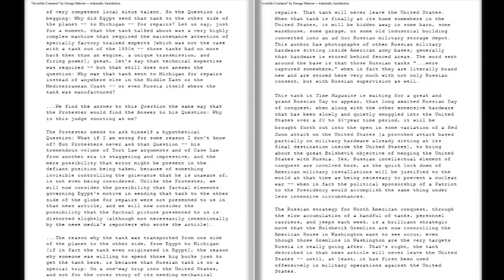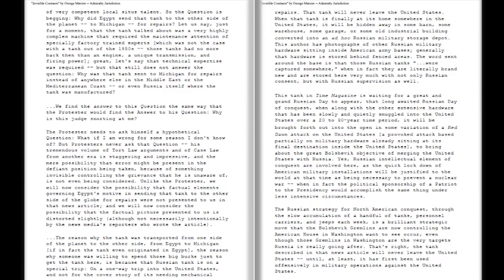We find the answer to this question the same way that the protester would find the answer to his question, why is this judge snorting at me? The protester needs to ask himself a hypothetical question, what if I am wrong for some reason I don't know of? But protesters never ask that question. His tremendous volume of tort law arguments and of case law from another era is staggering and impressive, and the mere possibility that error might be present in the defiant position being taken, because of something invisible controlling the grievance that he is unaware of, is not even being considered.